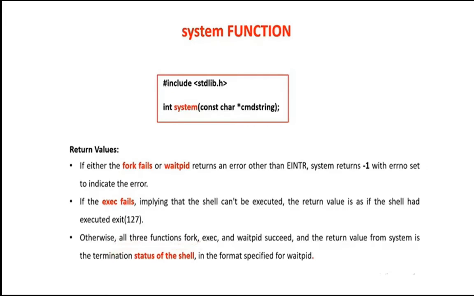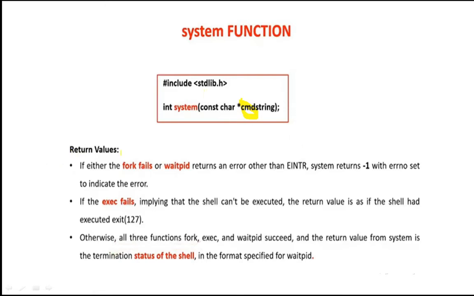Next is the system function. The system function allows us to execute Unix commands within a program. It allows us to execute the command string which has been passed as a parameter to your system function within functions of C and C++ programs.